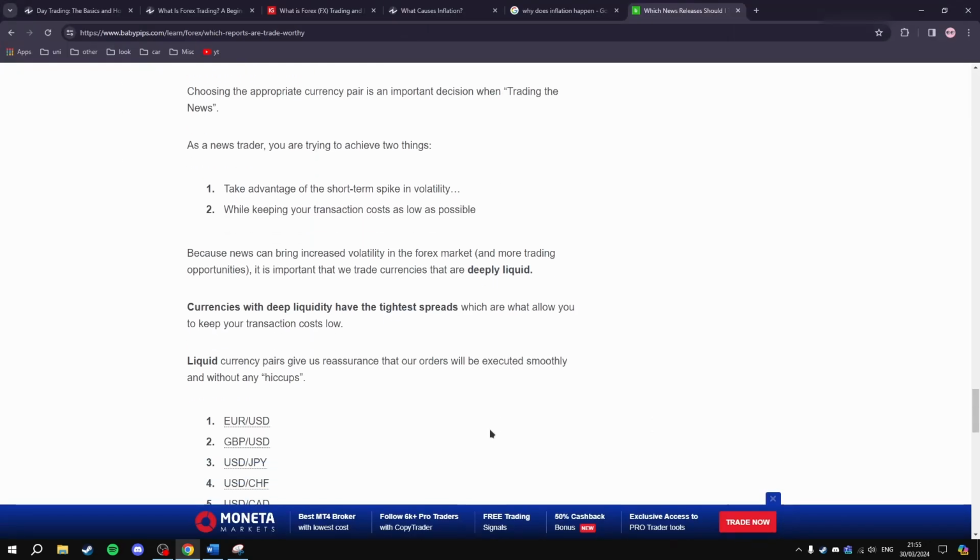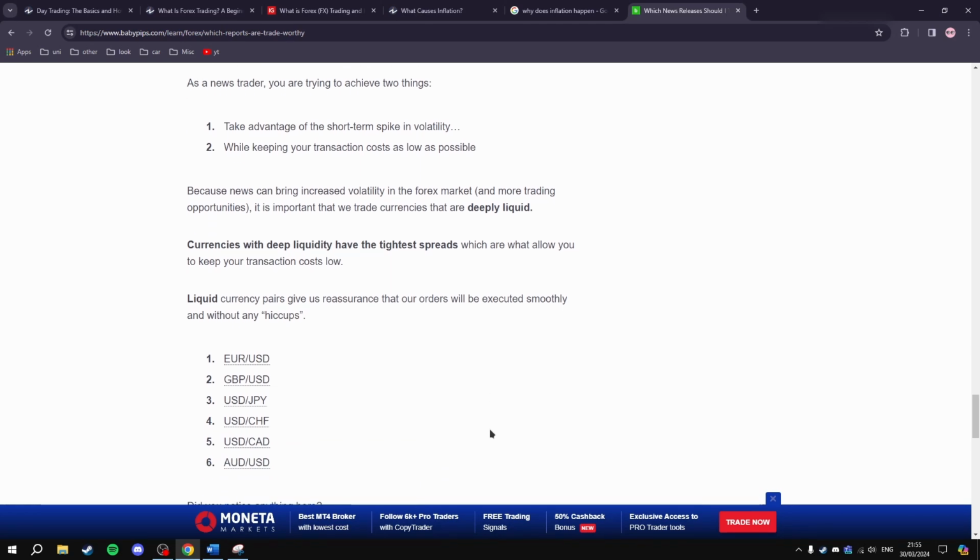Choosing the appropriate currency pair is an important decision when trading the news. As a news trader, you're trying to achieve two things: take advantage of the short-term spike in volatility while keeping your transaction costs as low as possible.